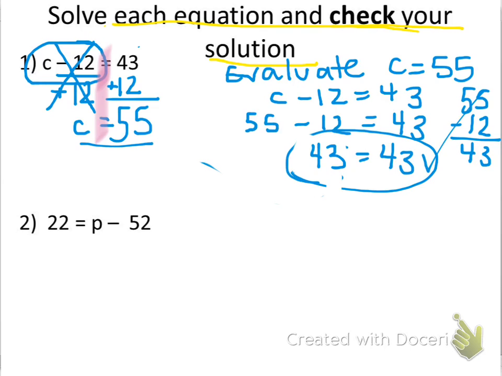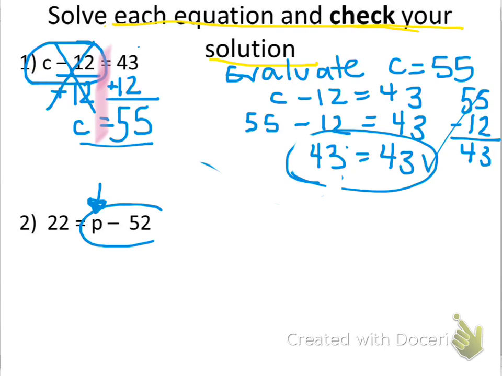Alright, the next one looks a little bit different. The only thing that's different is our p is on this side of the equal sign. And you know what? It doesn't matter. Even though our p is on the right-hand side, it's going to be exactly the same process. So we have to remember, we want to get our p by itself, our p alone.